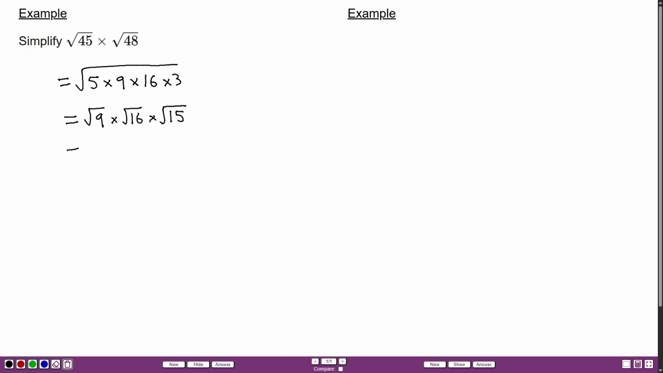Now the reason I've done that is because the square root of 9 is just 3, and the square root of 16 is just 4. And the root 15 I'm going to leave as it is because I can't simplify that. There's no square factors to take out. And then finally, let's just tidy this up. So 3 times by 4 is 12. And then the root 15, I'm just going to write as root 15. Remember, we don't write the multiplication sign if we don't need to.